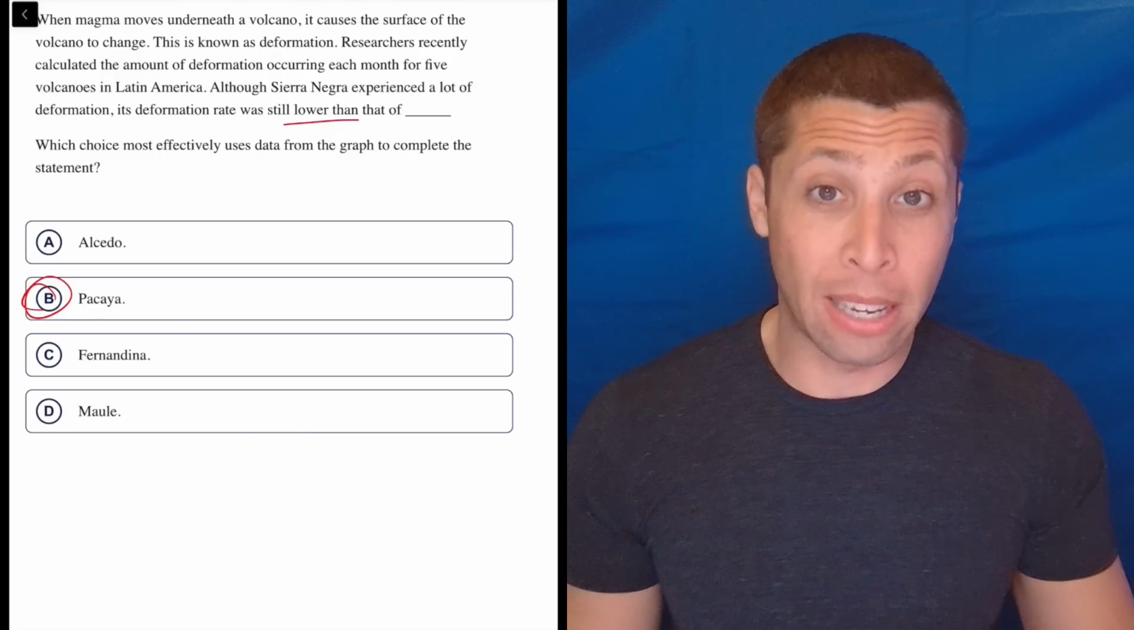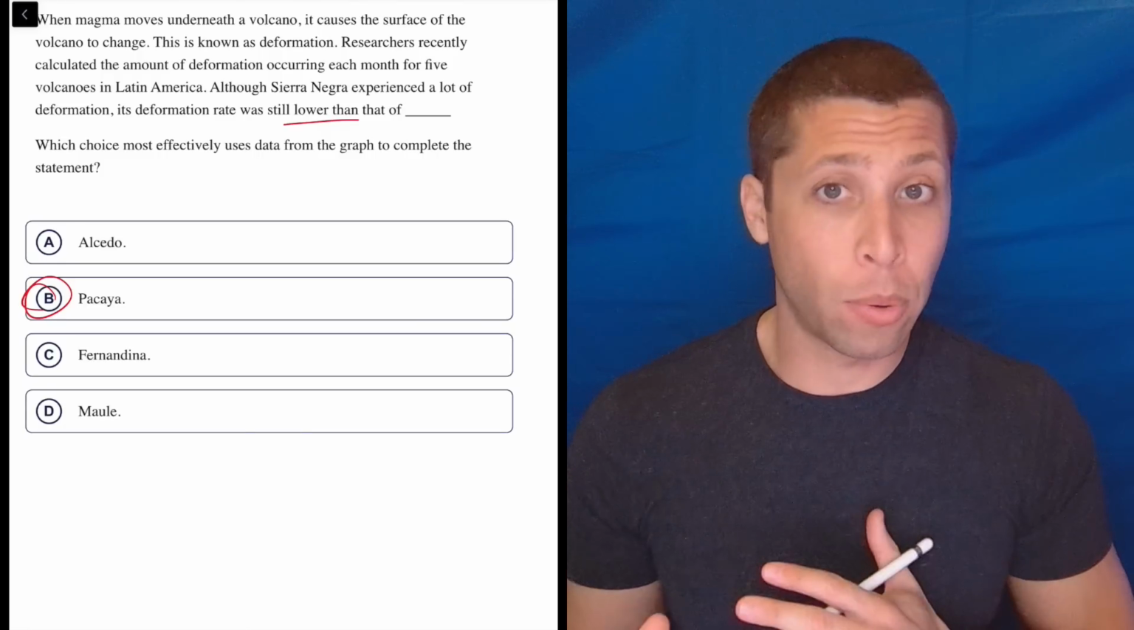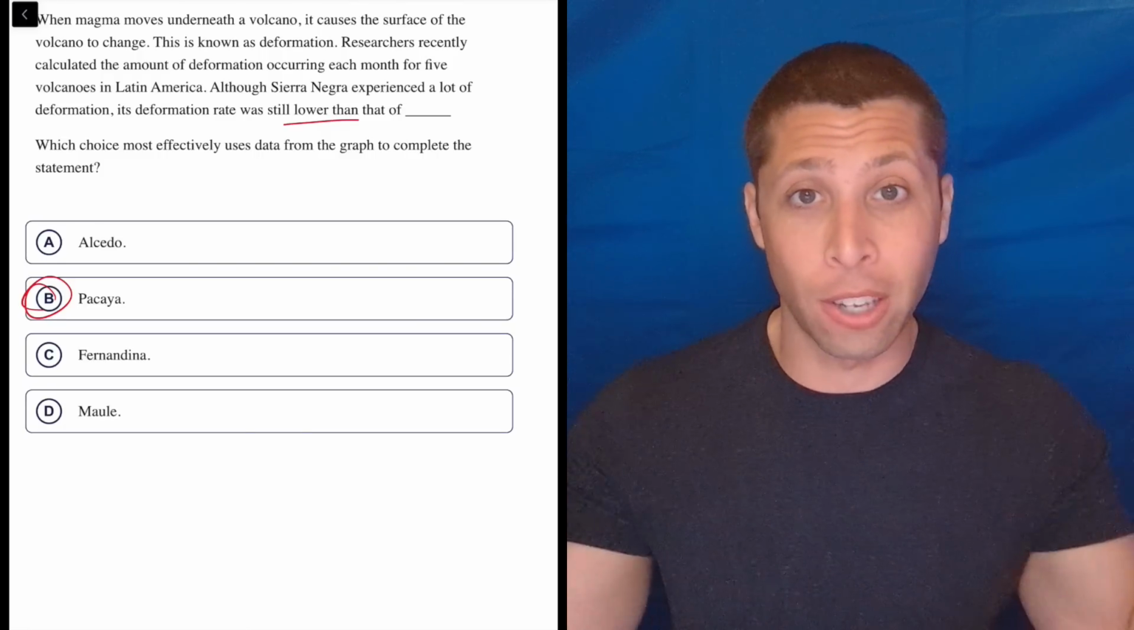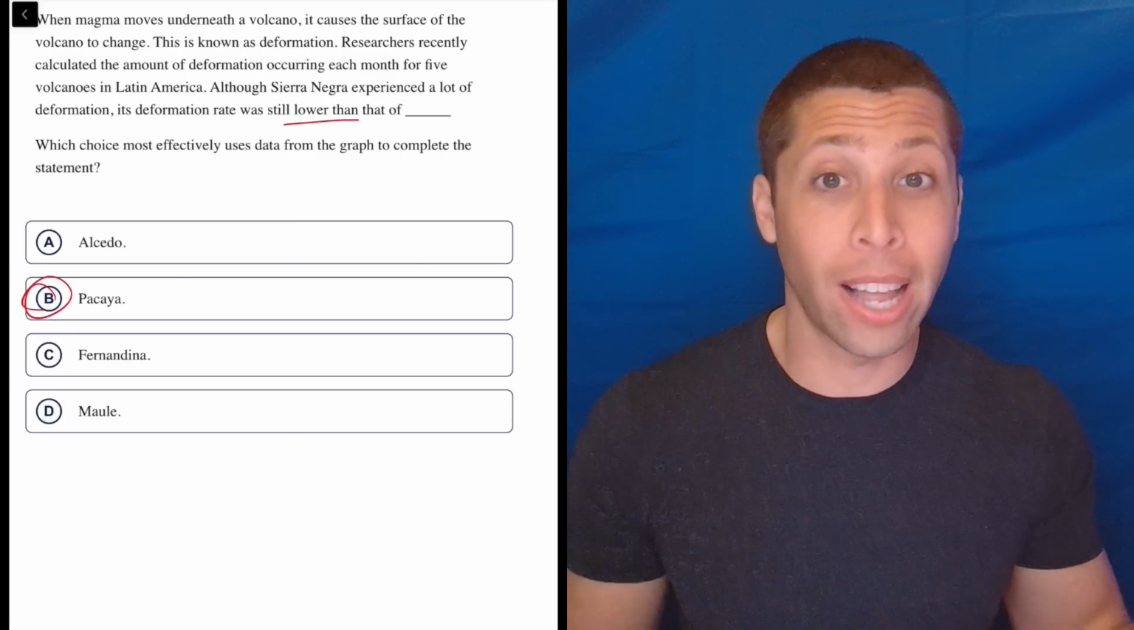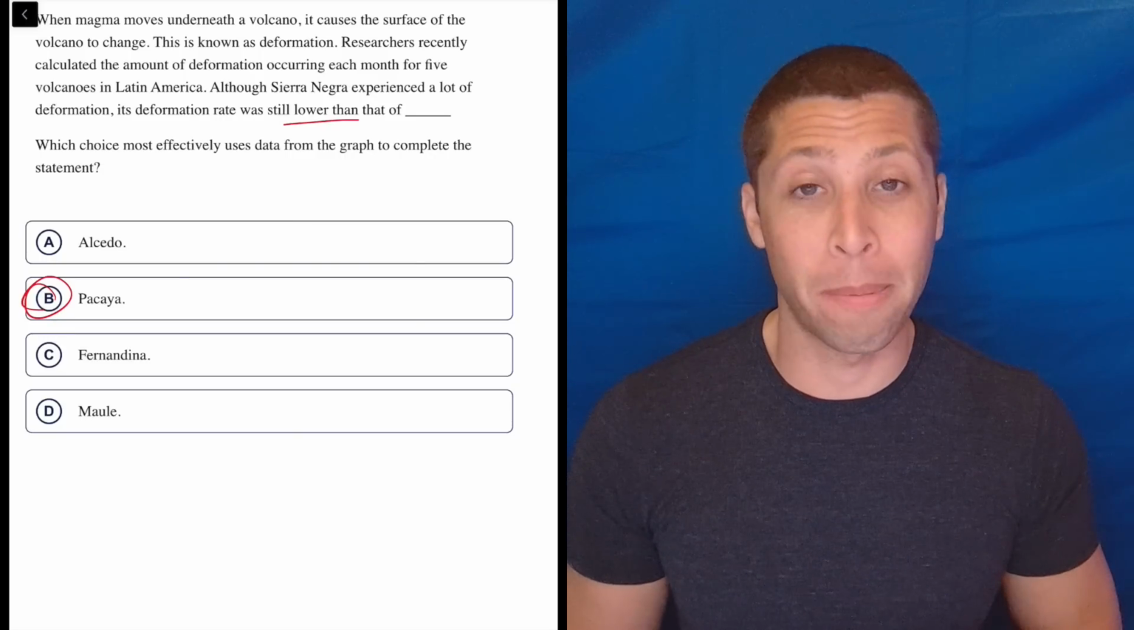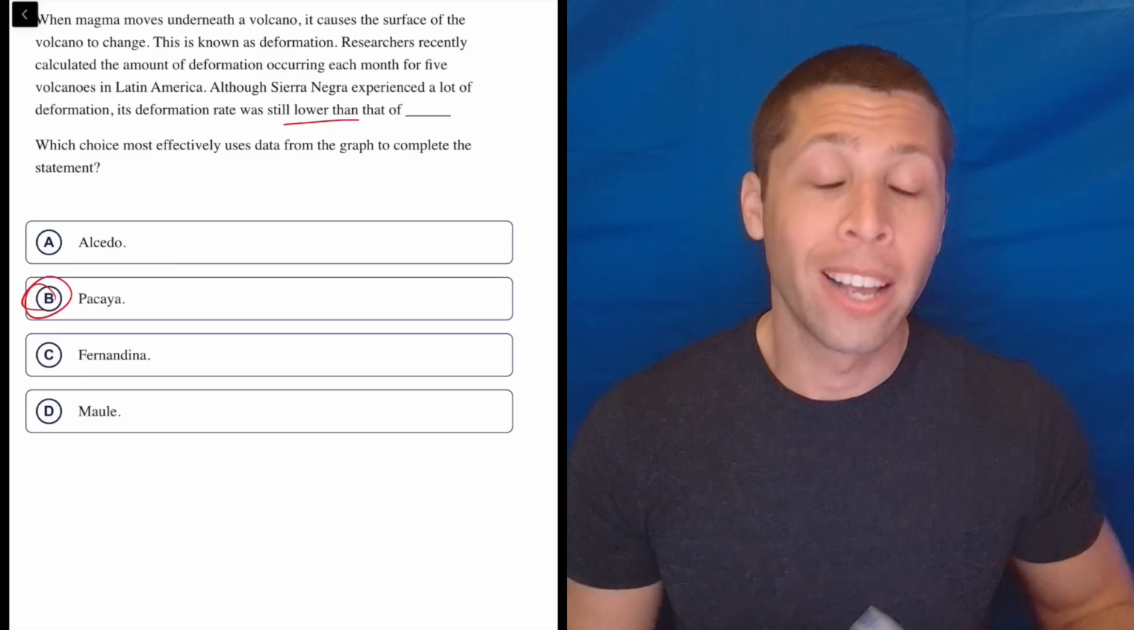And you can usually tell when you're going to have an easy graph question based on the answer choices. The shorter the answer choices, the more likely it's an easy question. Sometimes it's not even just names, it's just numbers.